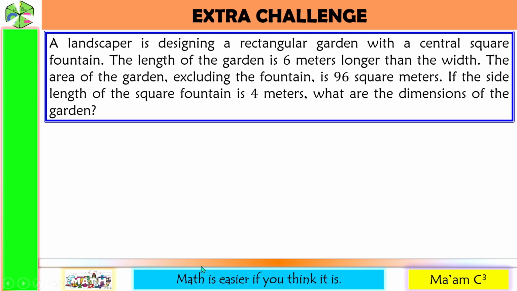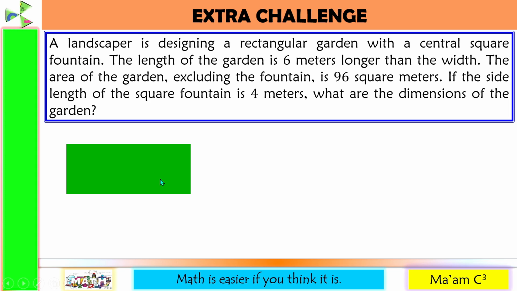So let us visualize this. Let us create a rectangular garden, and at the center is a square fountain. So let us create a square here. The length of the garden is 6 meters longer than the width. Let us say this is the length and it is 6 meters longer than the width. So we have L is equal to 6 plus W, where W is our width.